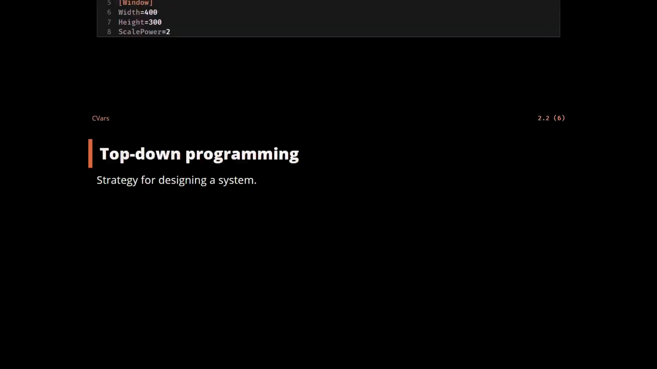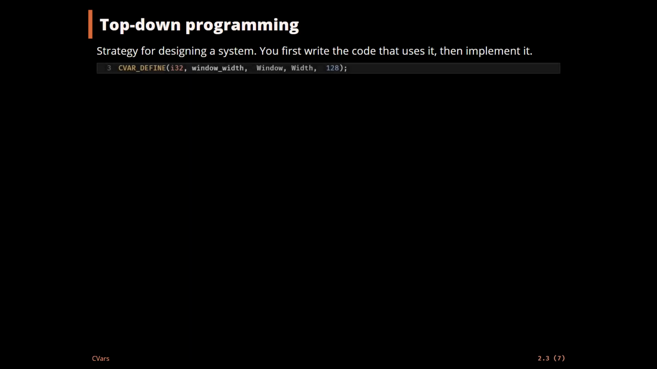So the way I'm going to design this is with a strategy for architecture design in general, and that's top-down programming. The way top-down programming works is you first use the system you're trying to build. So you first create the classes that would normally use it, and then after you've actually implemented the usage, that's when you implement the system.